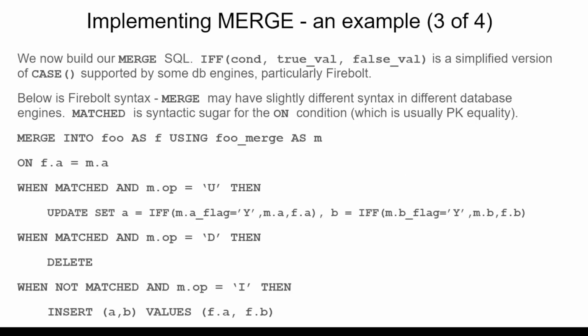Note the updates. The IFF logic is where we determine whether we're using the value from the foo merge table or the value that already exists in the foo table. In order to use merge in this way, all columns in foo have to be specified in the update subcommand.